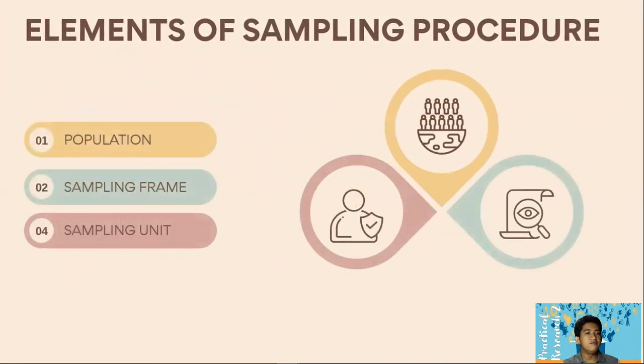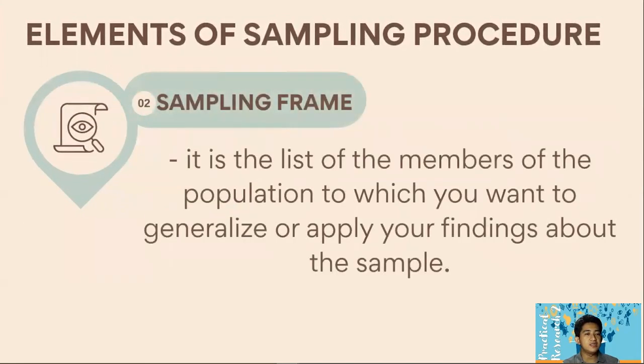Another element of sampling procedure is the sampling frame. The sampling frame is the list of the members of the population to which you want to generalize or apply your findings about the sample. For example, the total enrollment of the school. There are lists of names that will come from the registrar. So here, it is where we are going to get our sample. It is the list where we are going to determine who will be undergoing the research process.